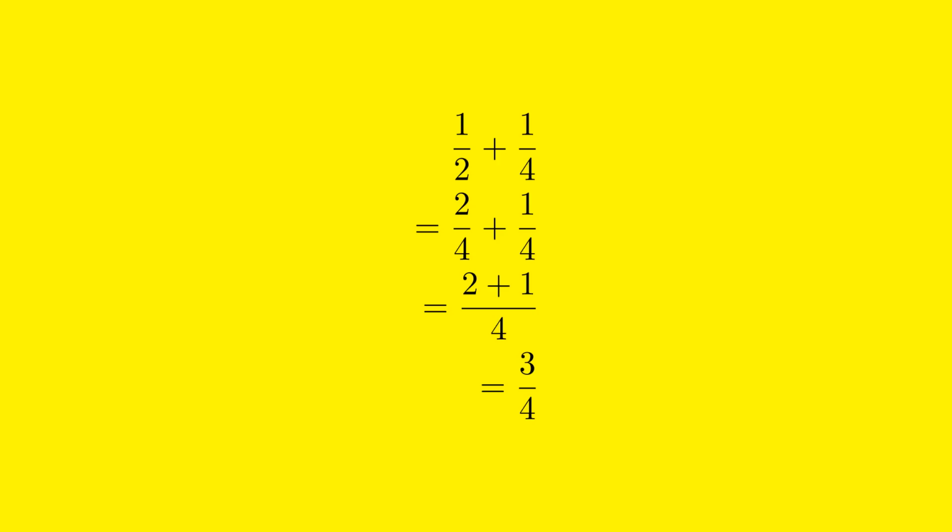Next, we need to simplify the expression 1 divided by 2 plus 1 divided by 4. To do this, we first need to find a common denominator for the fractions. The common denominator for 2 and 4 is 4. We can rewrite 1 divided by 2 as 2 divided by 4. Now, the expression becomes 2 divided by 4 plus 1 divided by 4. Adding these fractions together, we get 3 divided by 4. Therefore, the simplified form of the expression is 3 divided by 4. This is the final step.